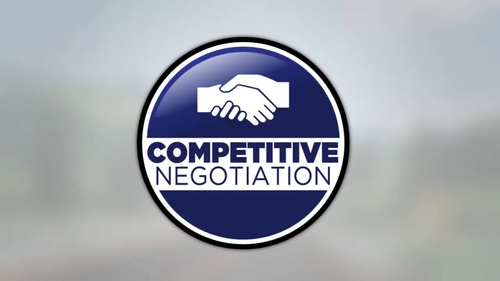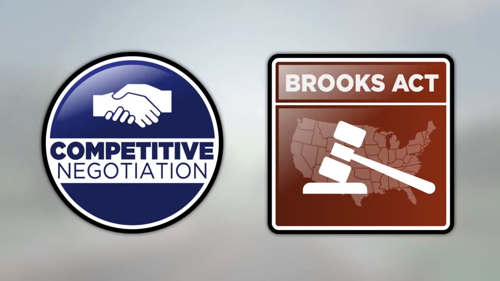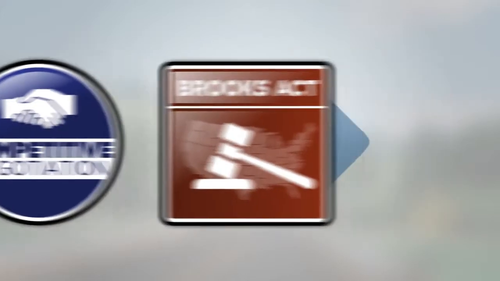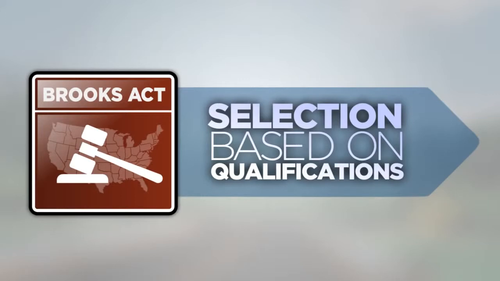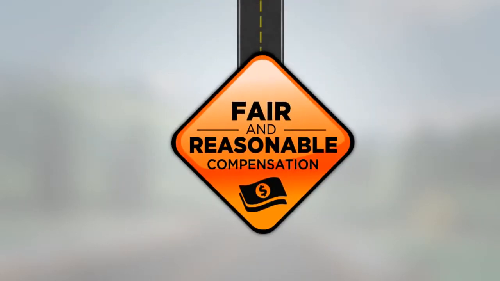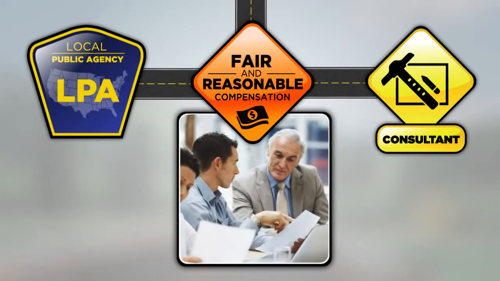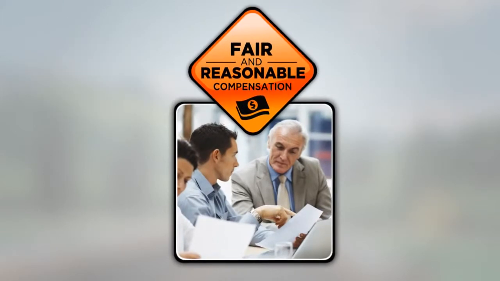The requirements that apply to competitive negotiation procedures are defined within a federal law known as the Brooks Act. Unlike low-bid contracting, the Brooks Act requires the selection of a consultant based on its qualifications to provide the needed services. The Brooks Act also requires basing the contract amount on a fair and reasonable cost that is negotiated by the agency and the selected firm. Under competitive negotiation procedures, the goal is to determine and agree to contract terms for fair and reasonable compensation, considering the scope and complexity of the work.